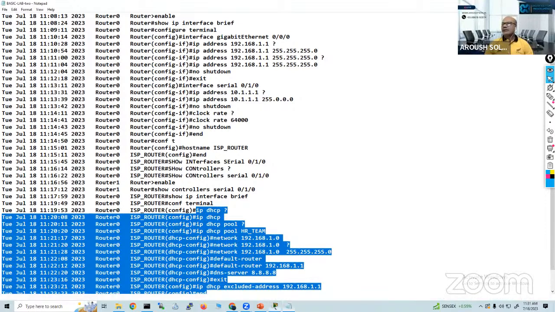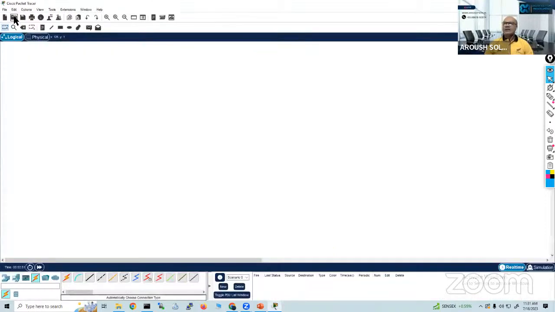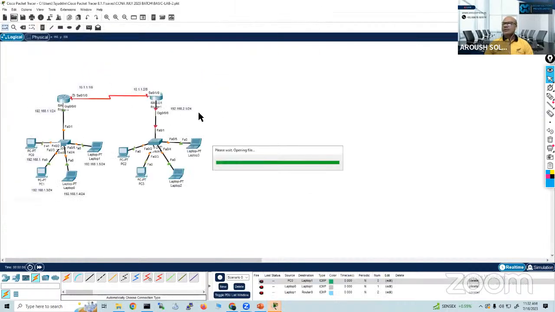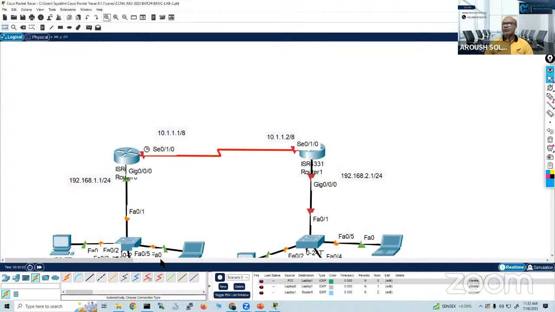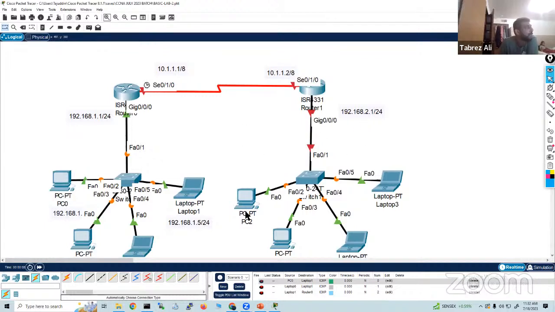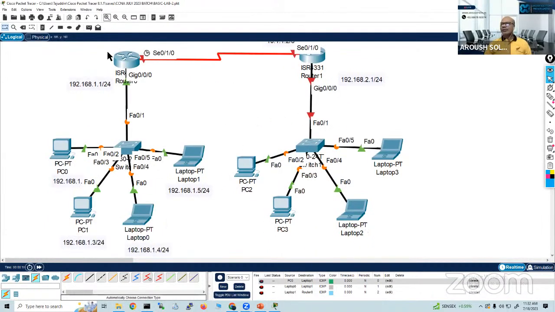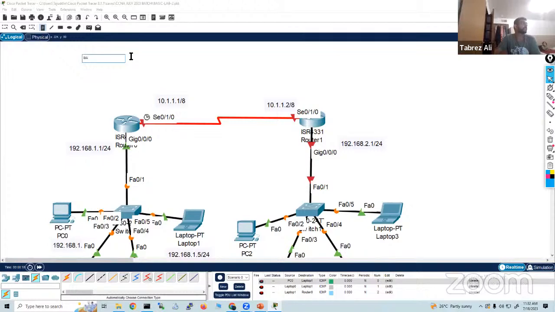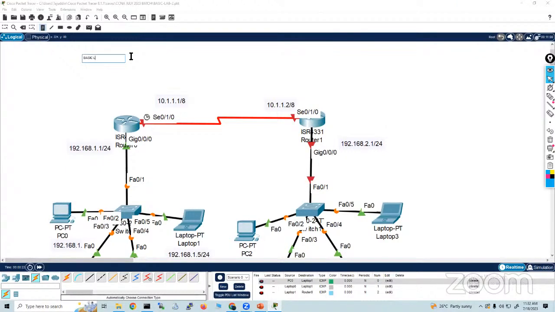Okay, carry on, guys. Now I'll open your file again. Tomorrow, guys, I want you people to configure all these IP addresses, for both this side and this side. I'll write it in the heading for this. Okay, this is lab 2. That's our homework for tomorrow.